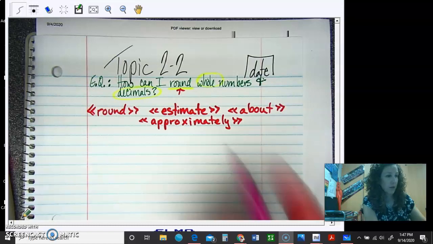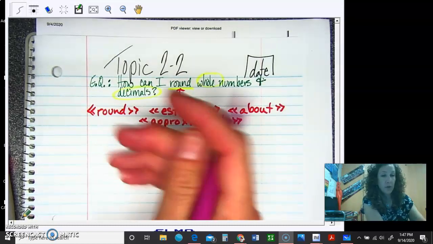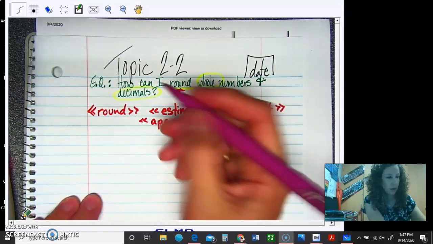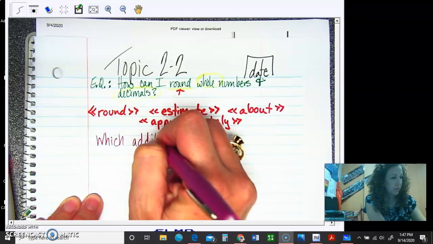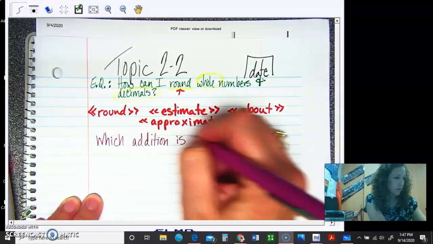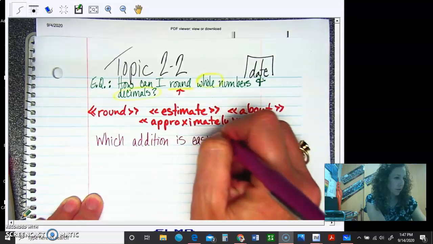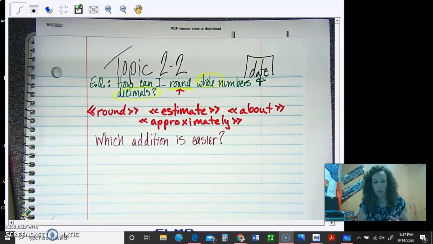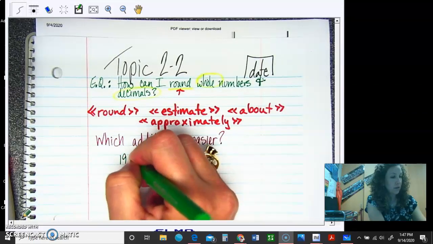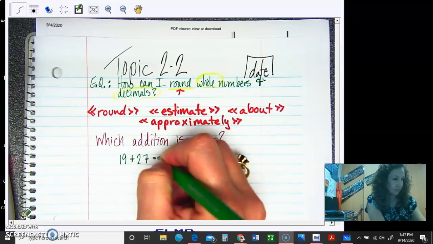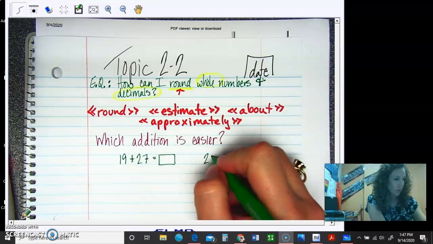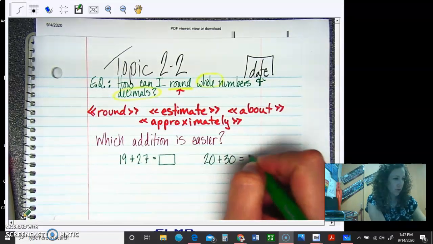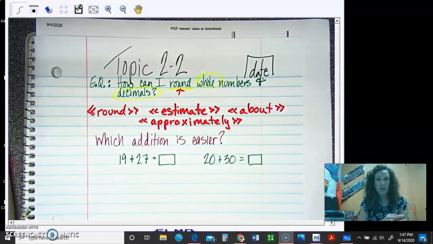Remember, you're writing this down, okay? So pause if you need to catch up to me, but if you're good to go, keep that button playing, okay? Which addition is easier? Okay, I'm going to give you a couple problems, and you tell me which one is easier to do. Either 19 plus 27 or 20 plus 30. Which one is easier to do?